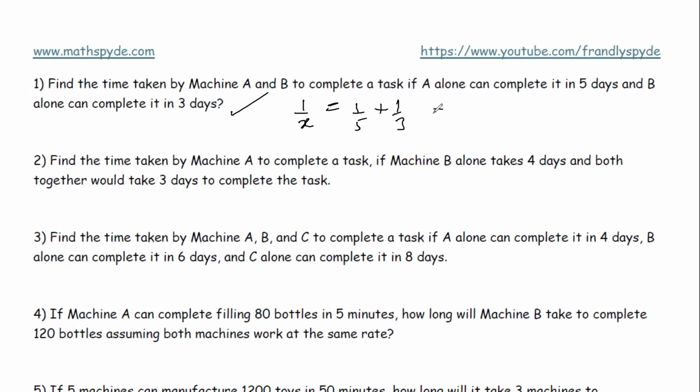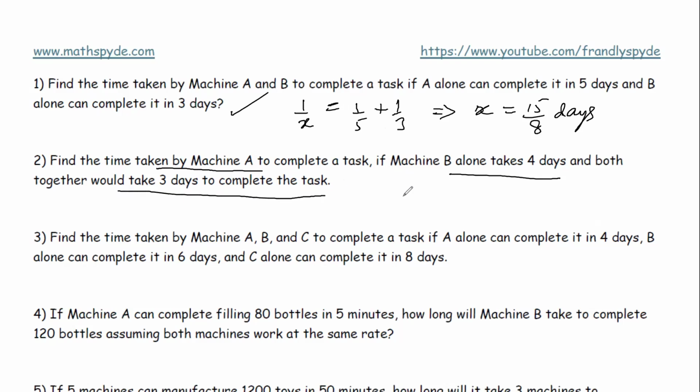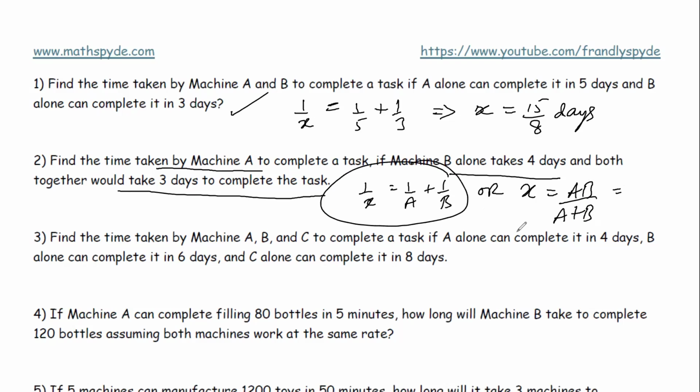And that is easy. You can simply use AB upon A plus B. So you can say X is 15 upon 8 days. Second one. Find the time taken by machine A to complete a task if B alone takes 4 days and both together take 3 days to complete the same task. So 1 by X is 1 by A plus 1 by B. Remember this. Or X is AB upon A plus B. Out here, we'll have to use this expression, or you can use this also. It's up to you. So let's use both of them to get to the answer.